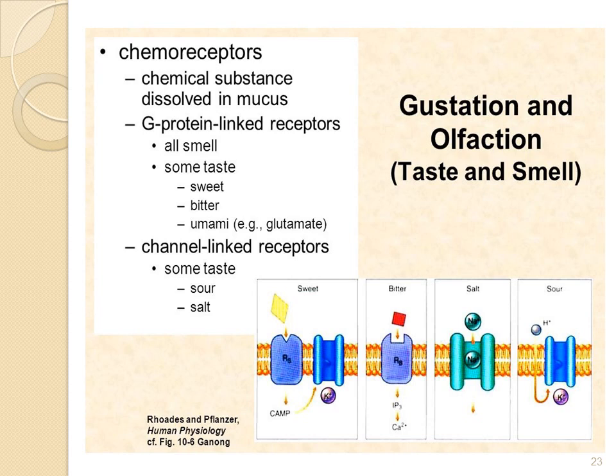We can see in salt, the sodium influx directly causes depolarization and salty taste, and in sour taste you can see the hydrogen acting, opening channels to allow other cations to enter inside the taste cell.